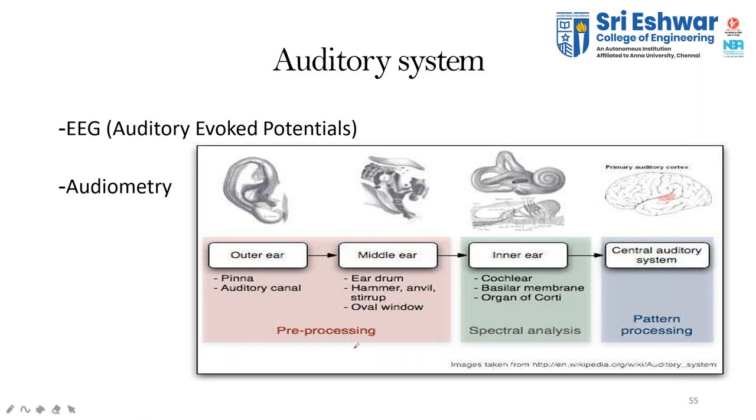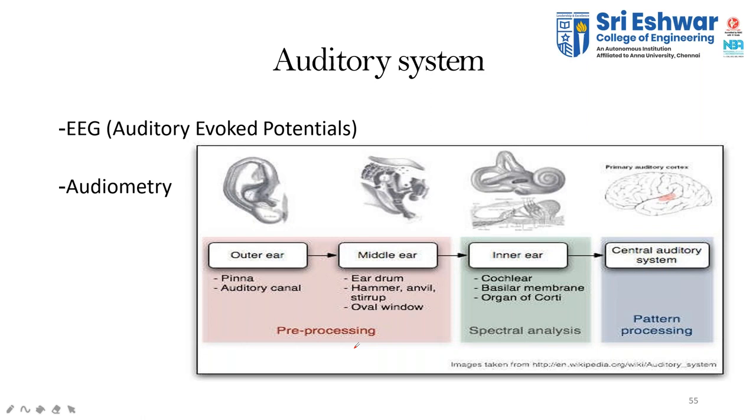And next we have the auditory system. For the auditory system, we use EEG, auditory evoked potential. It also comes under your EEG, electroencephalogram. And next we get signals from the outer ear, that is the auditory canal.